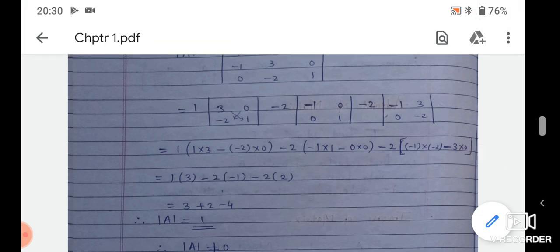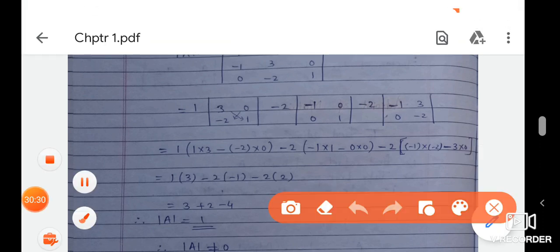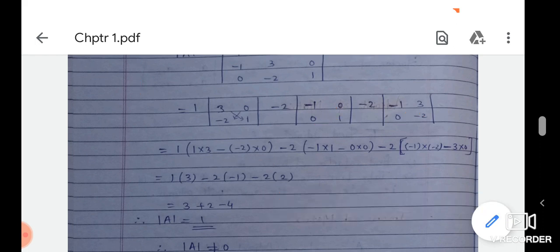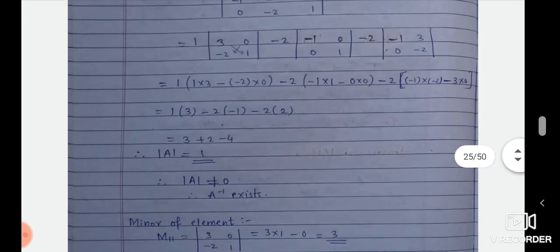So 3 into 1 is 3, minus 0 into 2 minus 2. Then minus 2 into minus 1 into 1, then minus 0. Minus 2 into minus 1 into minus 2 minus 0. Okay, so in this way we find the determinant of the matrix. Now the determinant is non-zero, so that's why A inverse exists.